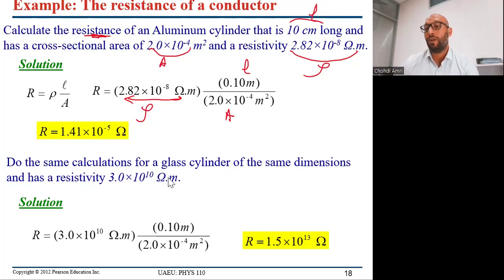Do the same calculation for a glass cylinder of the same dimensions and a resistivity of 3 times 10 power 11 ohm meter. You see here that the resistivity of the aluminum is 10 power minus 8, very small. But for the glass cylinder, since it's an insulator, it's very high. This is the first thing. The second thing, the resistivity depends on the material. For the aluminum, it was one value; for the glass cylinder, it has another value. The same calculation gives R equal rho multiplied by L over A. So we get a resistance that is very high, 1.5 times 10 power 13 ohm. It's very high, and this one is low. Okay, good.